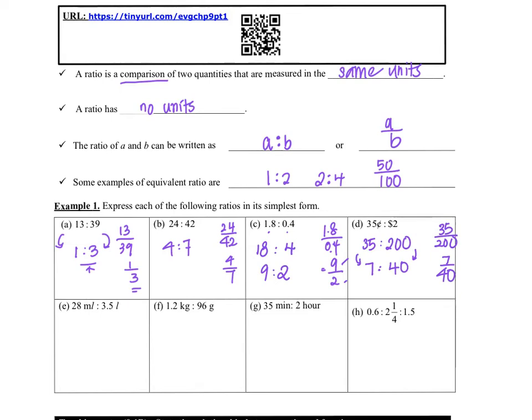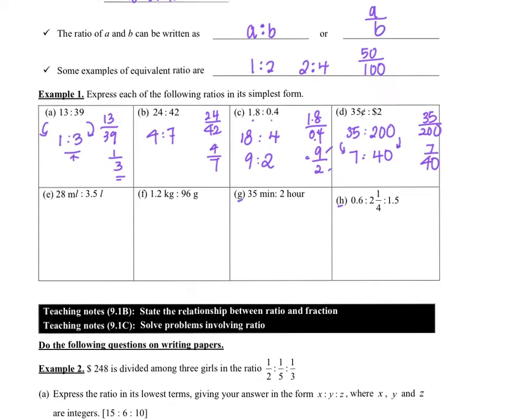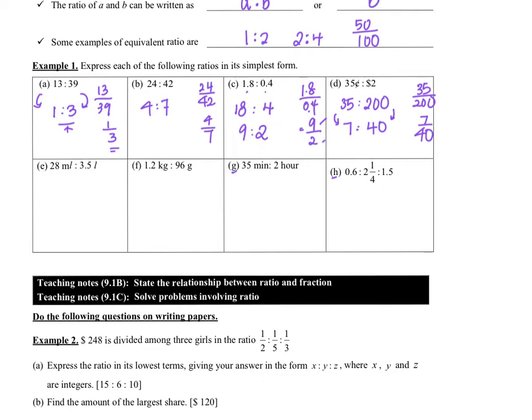Okay, let us choose two more questions. Okay, and then you can try to complete the rest on your own. Right, maybe let's choose part G now and part H, because part H involves 3 ratio. Now 35 minutes is to 2 hours. How can I convert this? Will you want all the units to be in terms of minutes or in terms of hours? Well, it'll be easier to change everything into minutes.